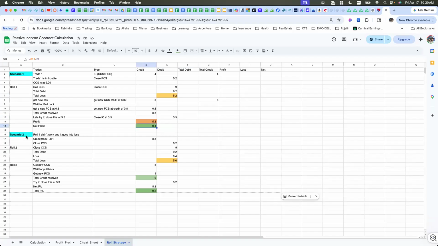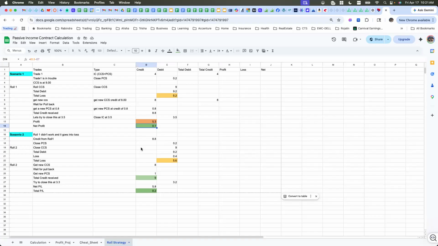Now suppose scenario two. This didn't make you the money. It is still in the loss. So roll one didn't work out. This is the roll one. So now you're considering a roll two. So you had a credit of how much? Credit from roll one is 8.8.